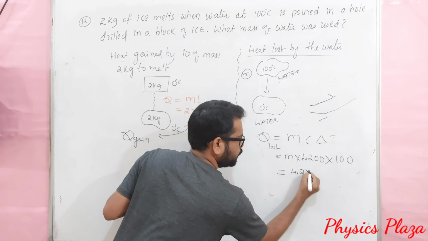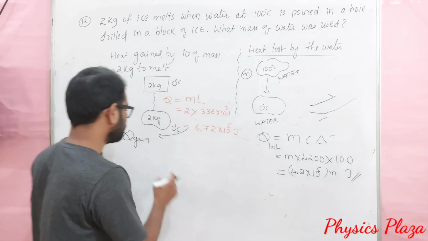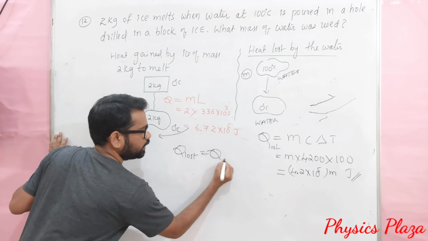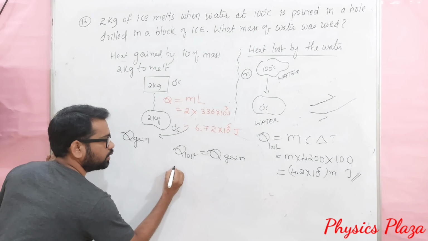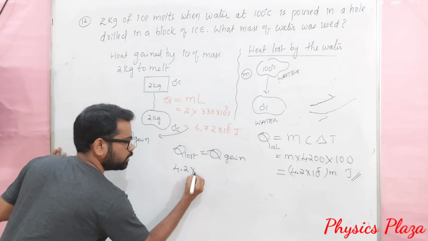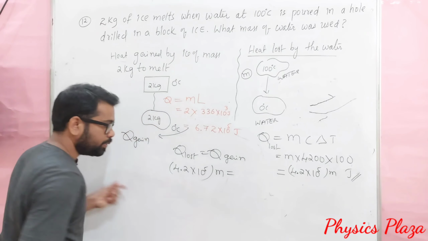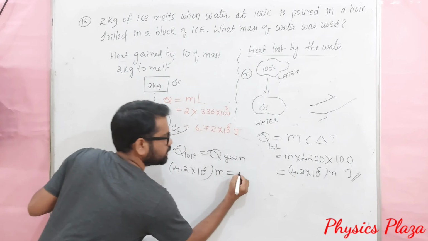Yes, we can write. So children, this is the heat gained by the ice, and this is the heat loss by the water. According to the principle of calorimetry, heat lost equals heat gained. So let us equate: 4.2 × 10^5 m, where m is the mass of the water to be calculated, is equal to 6.672 × 10^5.